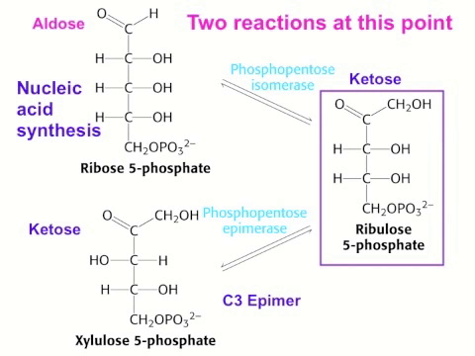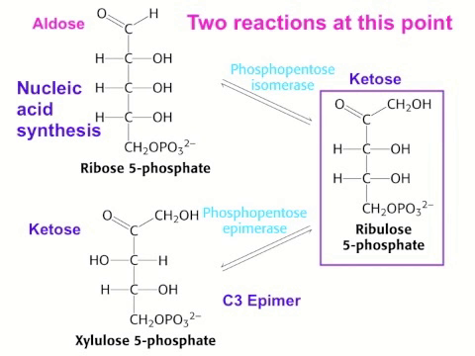Phosphopentose isomerase, in which we're going to isomerize ribulose 5-phosphate to form an aldose that is shown on the upper left-hand side of the slide, or we're going to take an epimerase, phosphopentose epimerase, to make another epimer of ribulose 5-phosphate. In this case, we're just making a C3 epimer. Xylulose 5-phosphate is a C3 epimer of ribulose 5-phosphate.